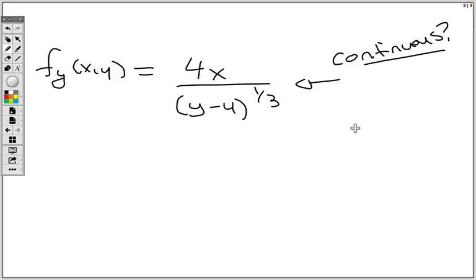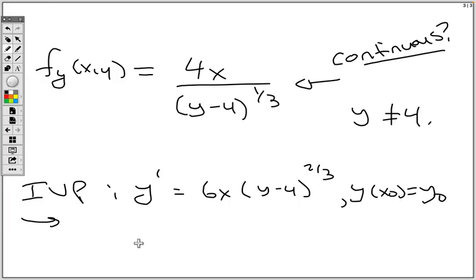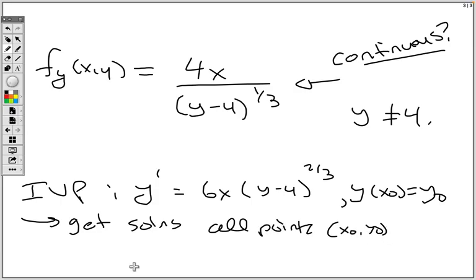Yeah, y can't be 4. So if I look at an initial value problem for this, y prime equals 6x times (y minus 4) to the 2/3, y at x naught is y naught. We're guaranteed we get solutions for all points x naught, y naught. We're guaranteed we get a unique solution provided that y naught isn't equal to 4.